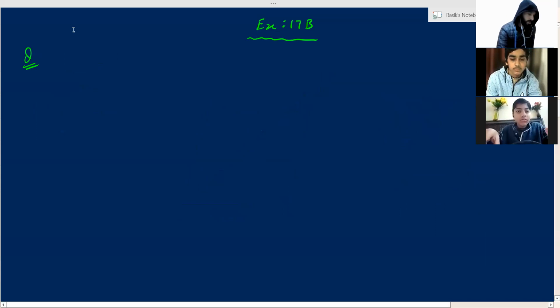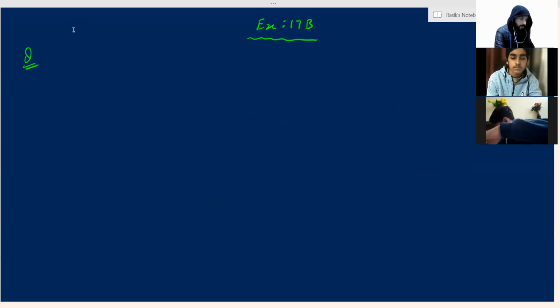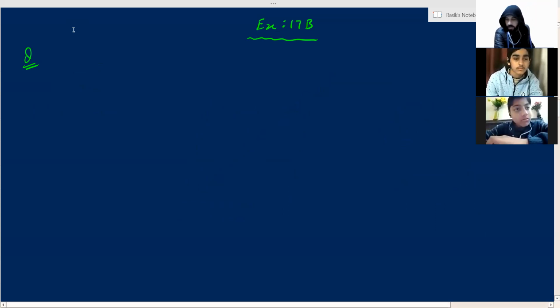Next is question 6. Construct a parallelogram ABCD in which AB is 6.5, AC is 3.4, and the altitude AD from vertex A is 2.5 centimeters.